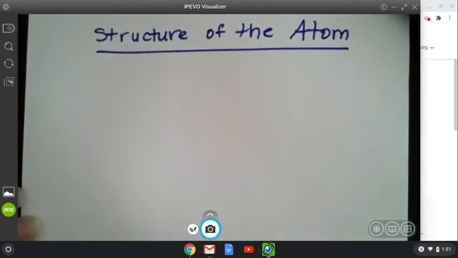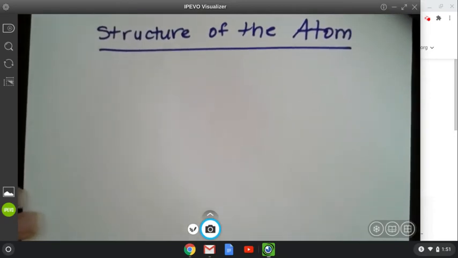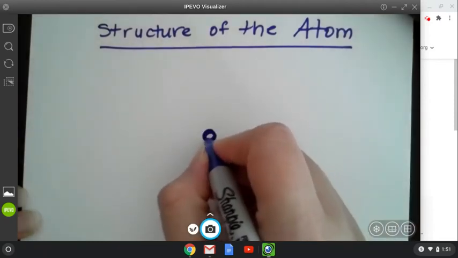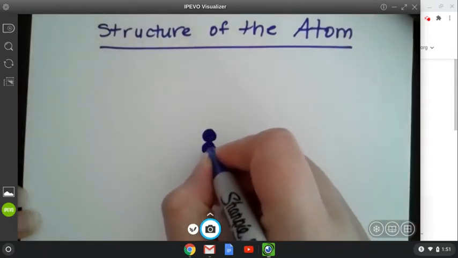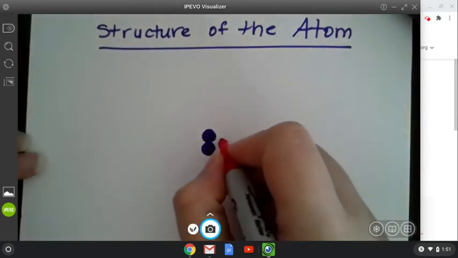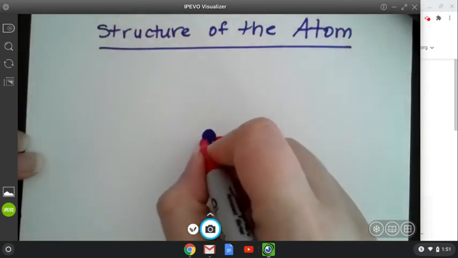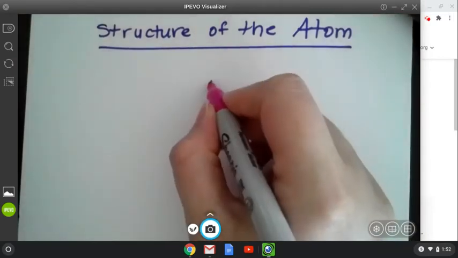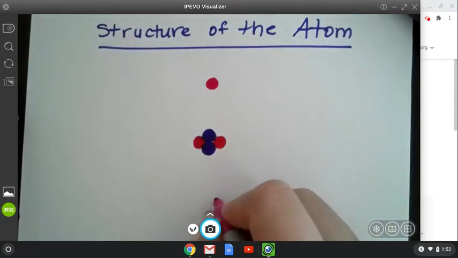So the atom is the smallest unit of matter. It has 3 subatomic particles within it, the proton, the neutron, and the electron. So I'm going to draw an atom and talk about its different parts. Let's start off with 2 dots here. And I'm going to add 2 with it. And put 2 on the outside.